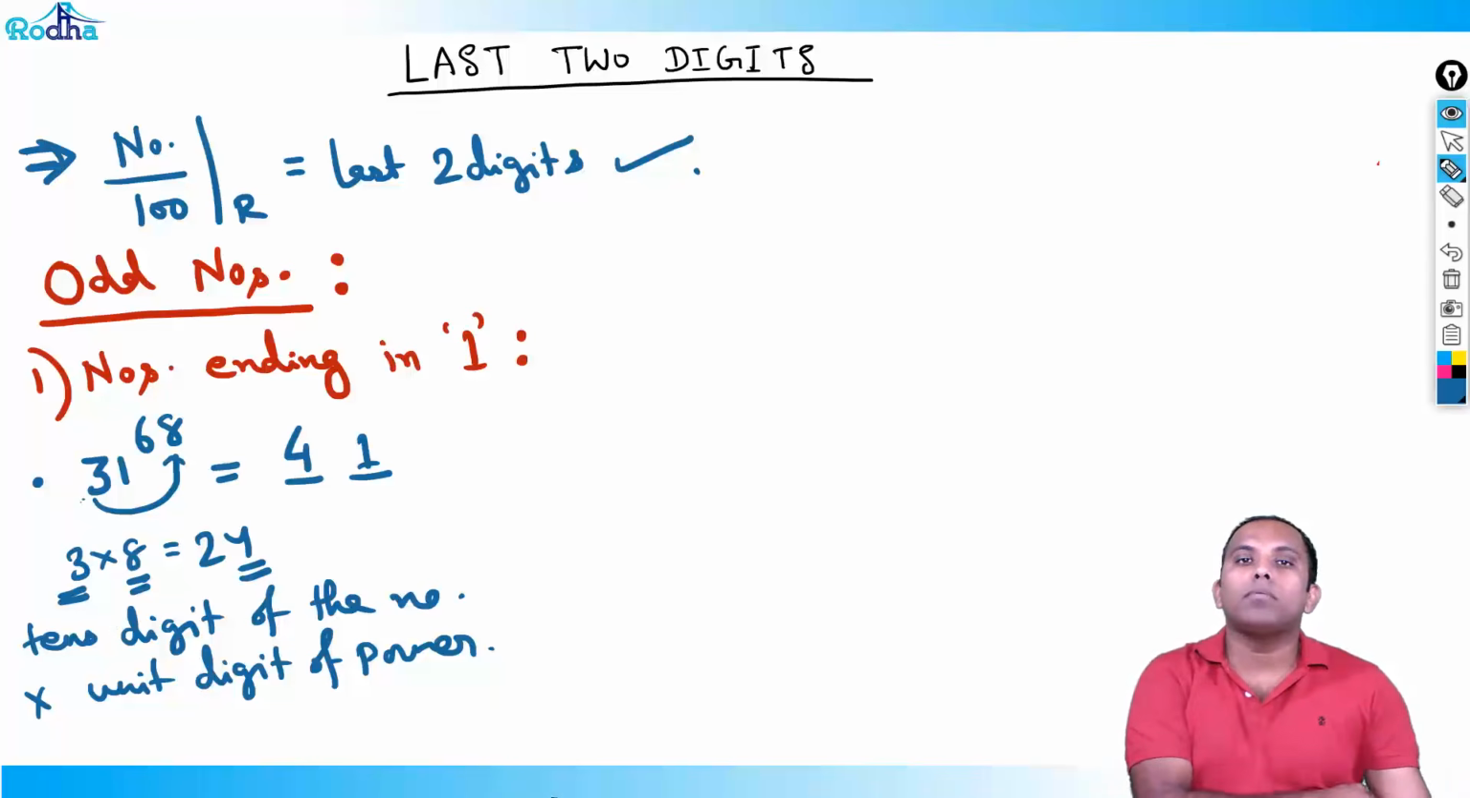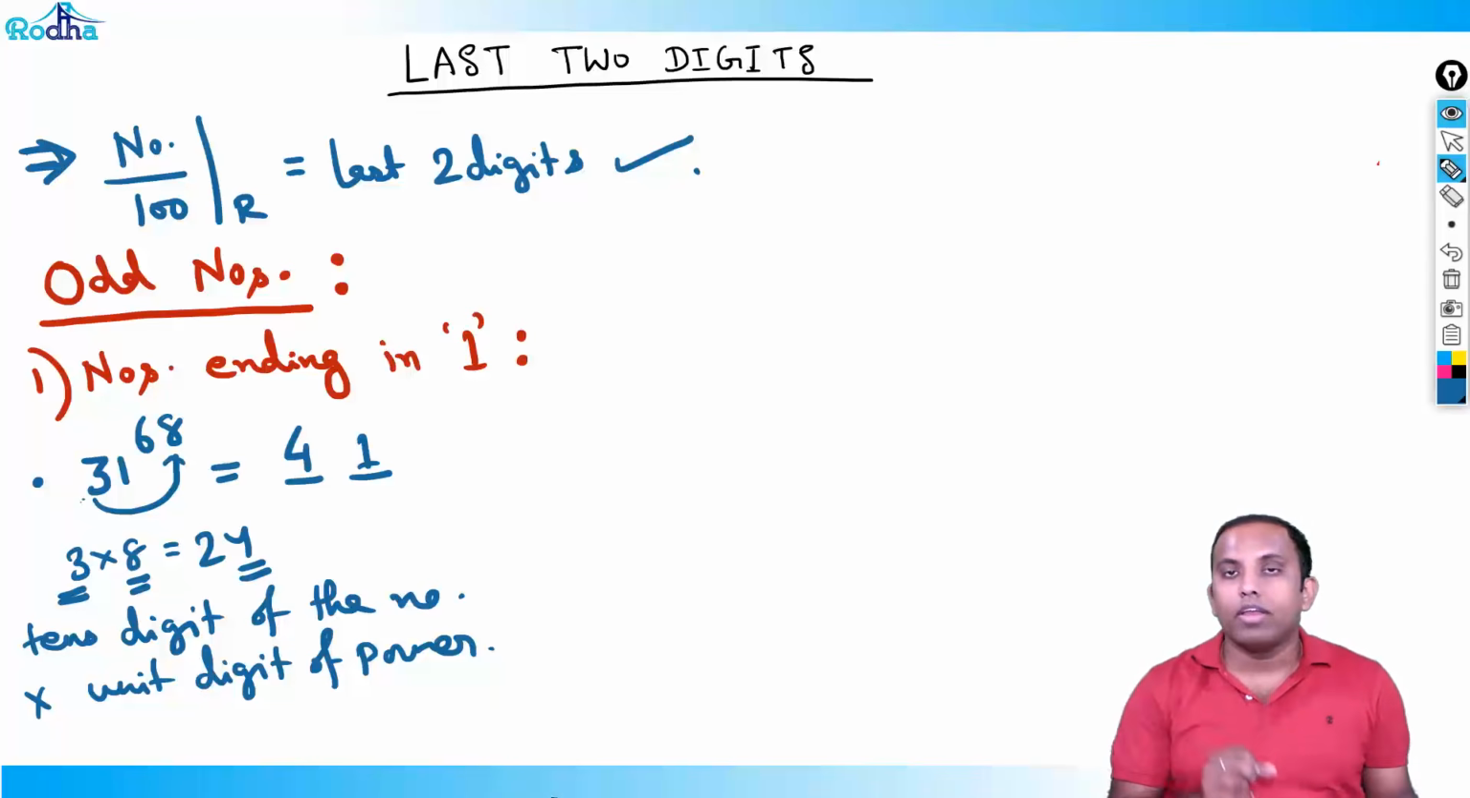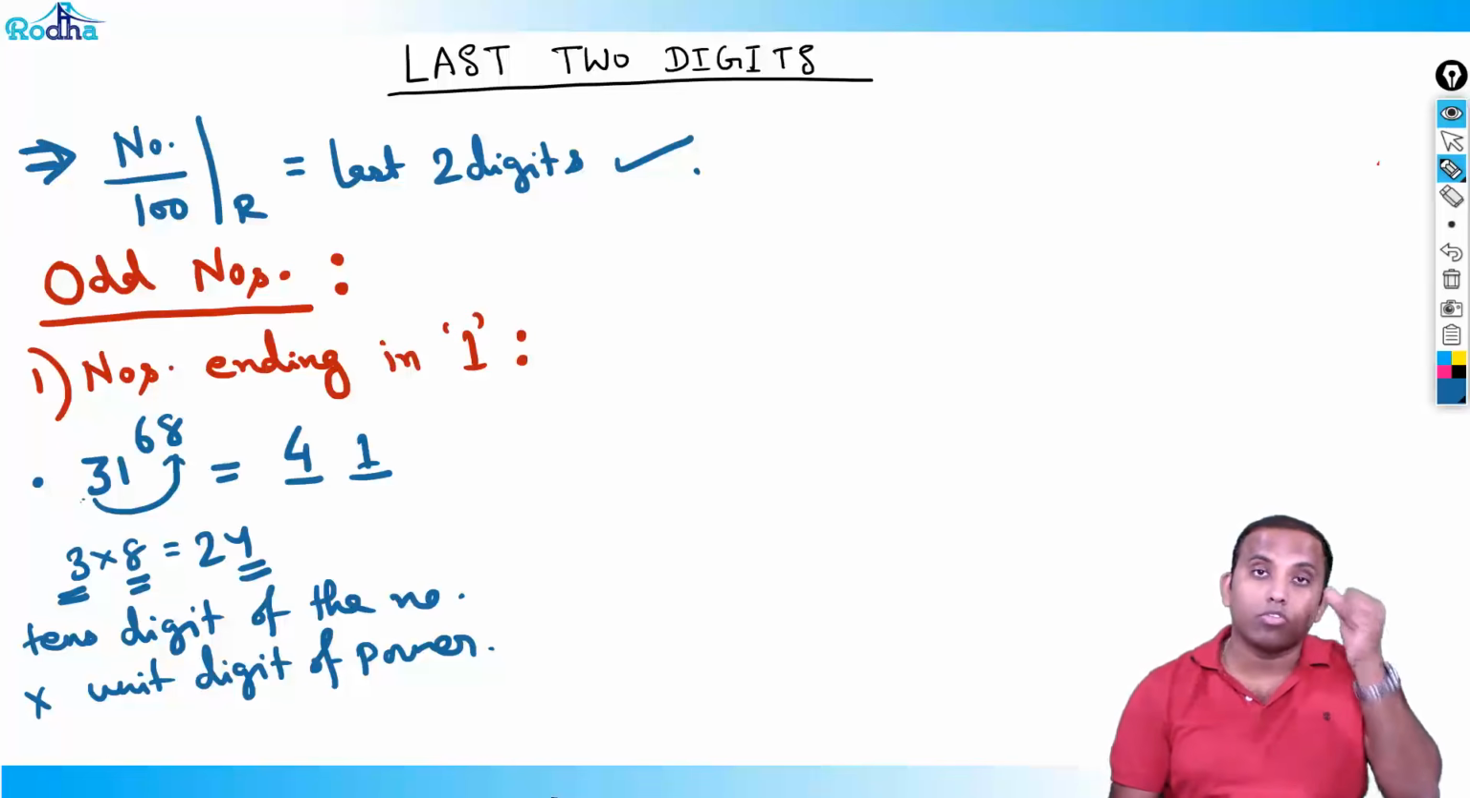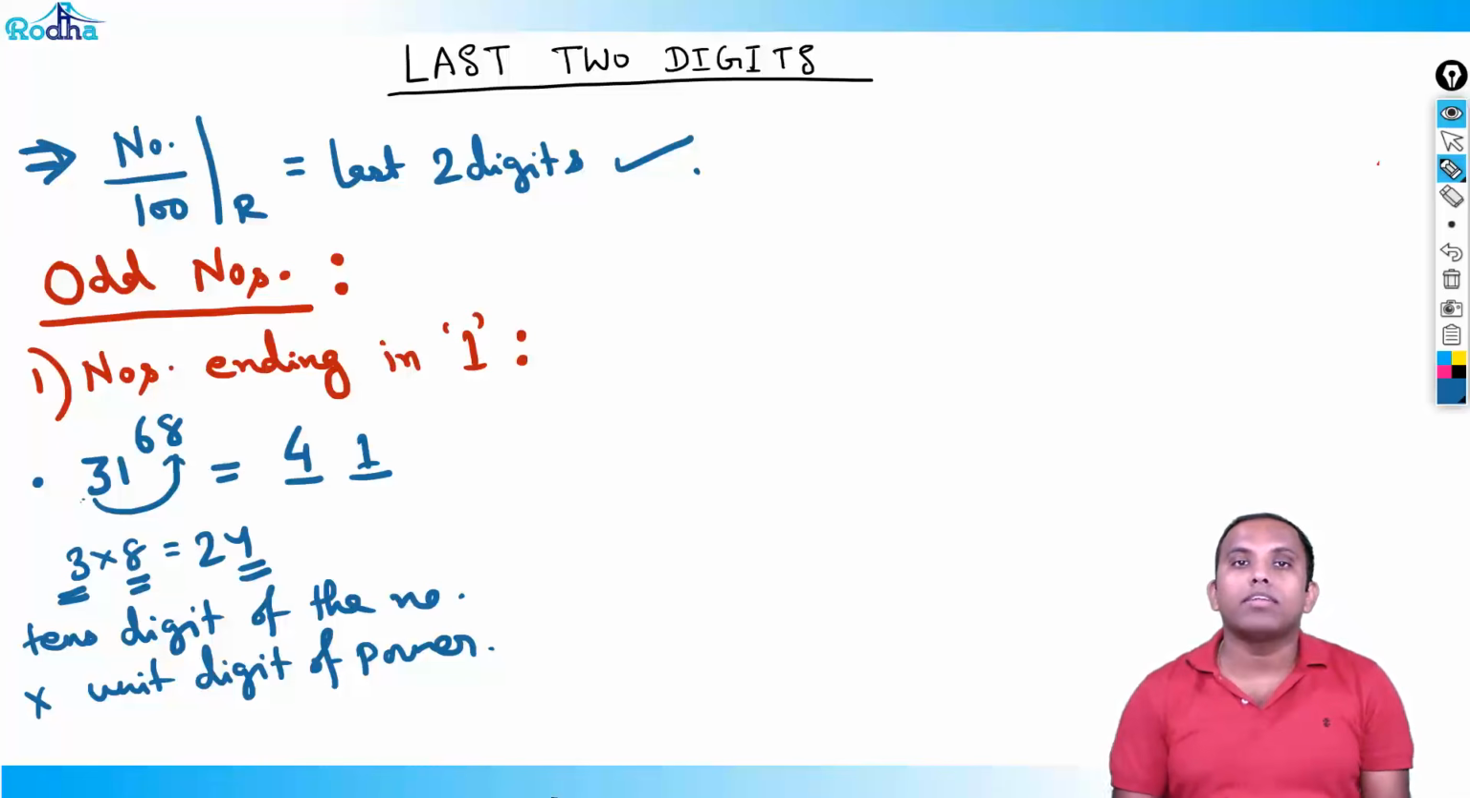Because once you expand this in binomial theorem, it is like 30 plus 1 raised to 68. All the other terms become 0, and only the last term is left, multiplying 3 into 8. So this is quite self-explanatory, and you don't need binomial theorem for this small thing, but this result is derived from binomial theorem. 3 into 8 is 24, last digit is 4.